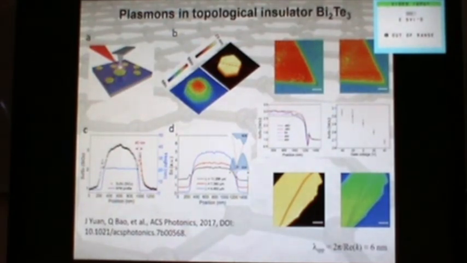Now I'm going to show some near-field experimental results of the plasmon in the topological state of bismuth selenide. I think we started this work a very long time ago, when we were still postdocs in Singapore. This is the first picture we got, more than 5 years ago.